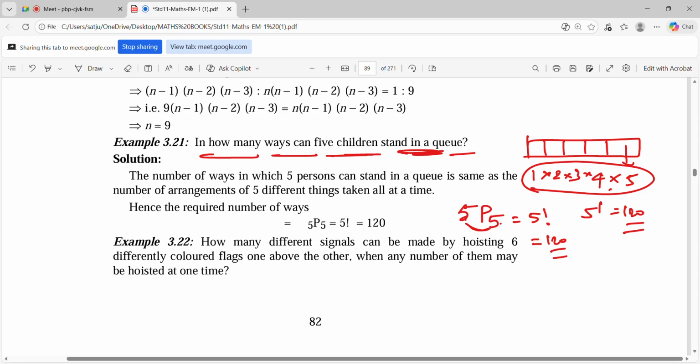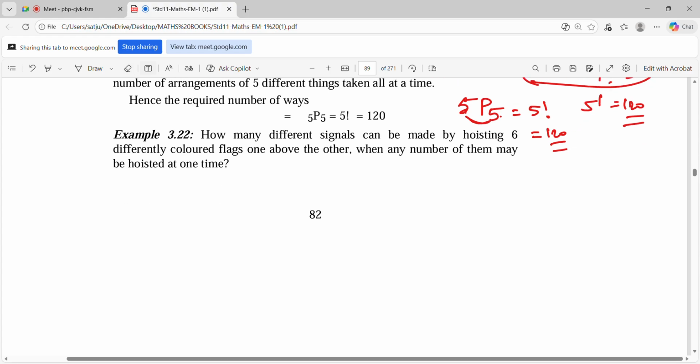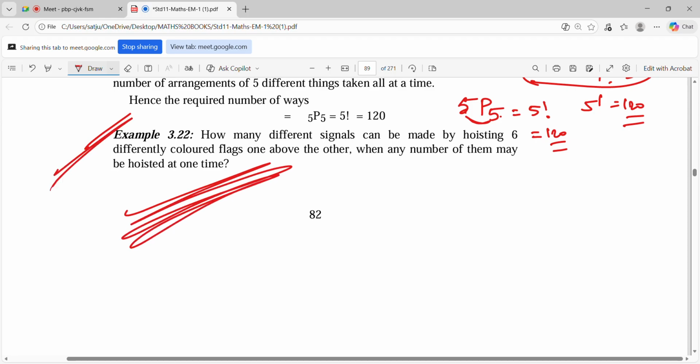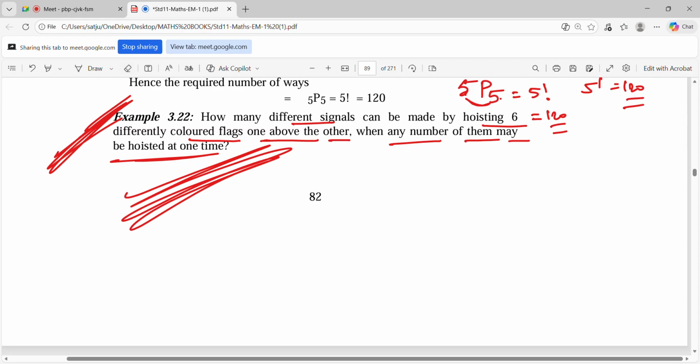Next, this kind of question was already there in your UPSC PYQ. How many different signals can be made by hoisting 6 different color flags, one above the other, when any number of them may be hoisted at one time. Any number can be hoisted at one time.